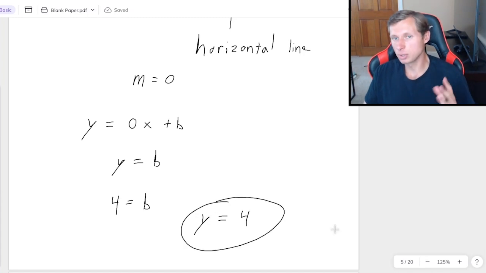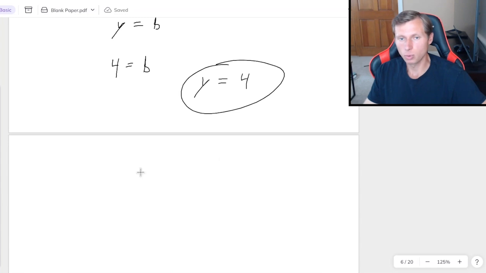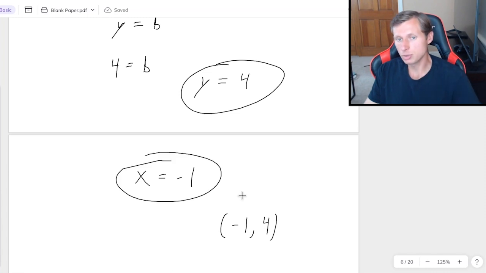By the way, if it was perpendicular, you need to know that perpendicular to a horizontal line is going to be a vertical line, and all vertical lines would be in the form x equals some number, and the answer would just be x equals -1, because that was the coordinate point they gave us, -1, 4, where -1 is the x value. So this would be the answer if they wanted perpendicular. y equals 4 is the answer for parallel. And obviously that's a weird scenario, which is why I wanted to talk about it.